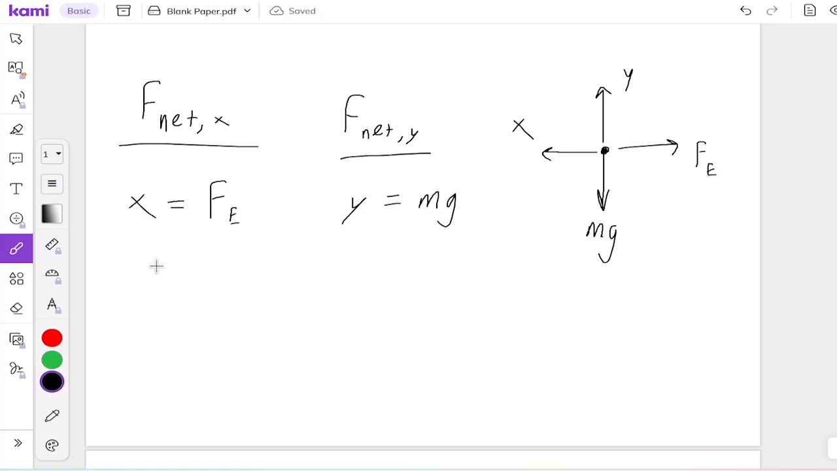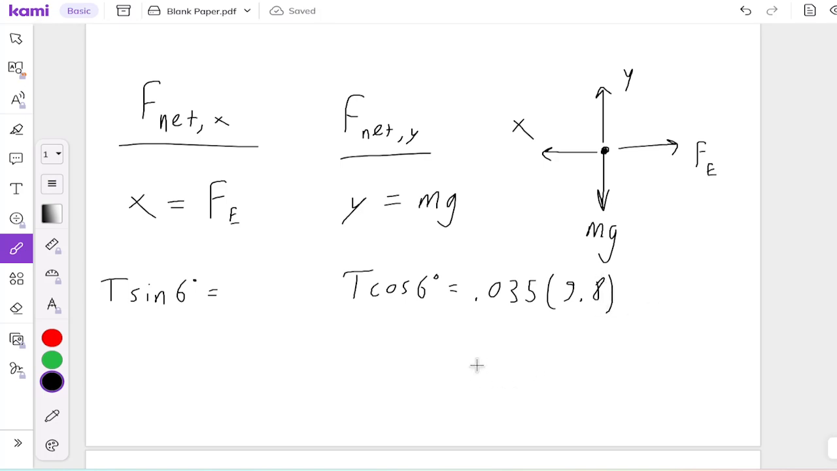So x we know is T sine 6 degrees. We'll talk about electric force in a minute. Y was T cosine 6 degrees equals mg. And I gave us mass and gravity, actually. The mass was 35 grams, which of course we have to convert to kilograms by dividing by 1,000. Hopefully you're good at that by now. And then times 9.8 for g.